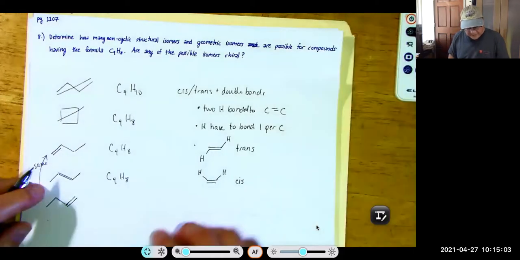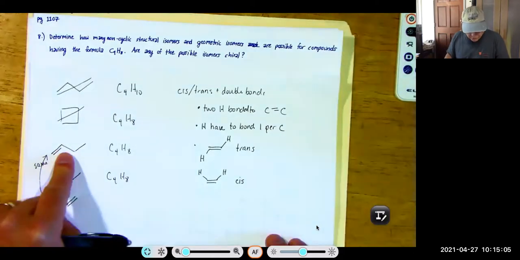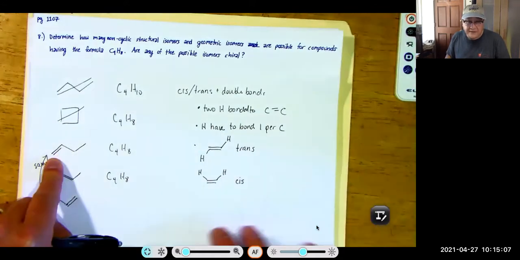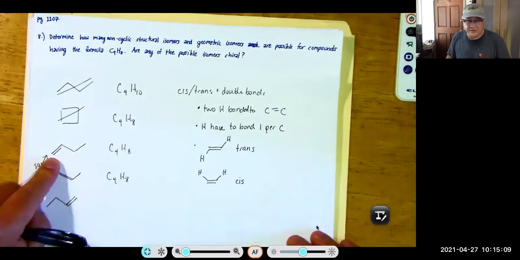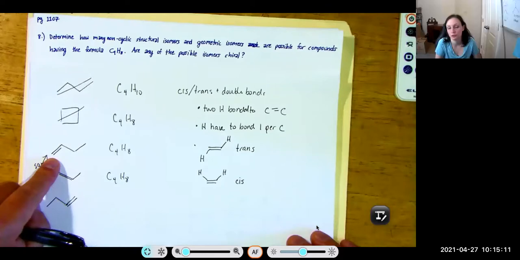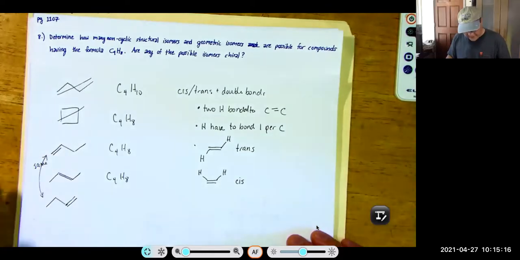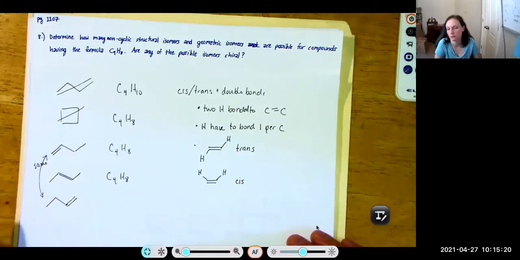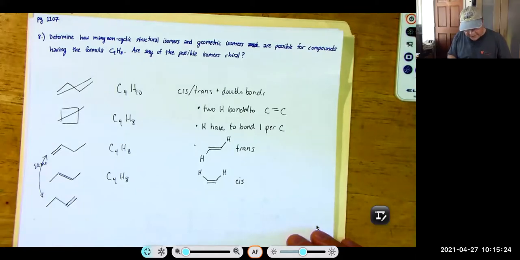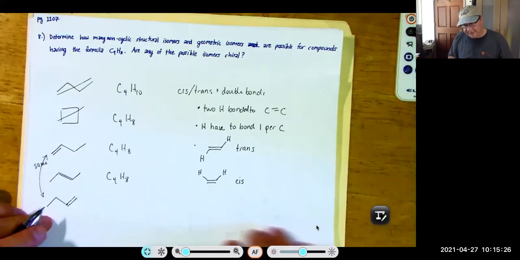Can this guy be cis trans? Well, look at this carbon on the end. How many hydrogens are bonded to it? 2. So it can't be cis trans. Can this guy be cis trans? The middle? Yeah, this guy. Yeah, it can.